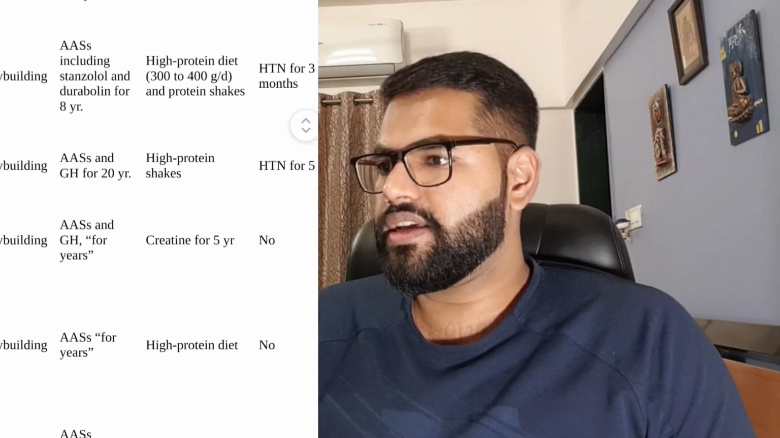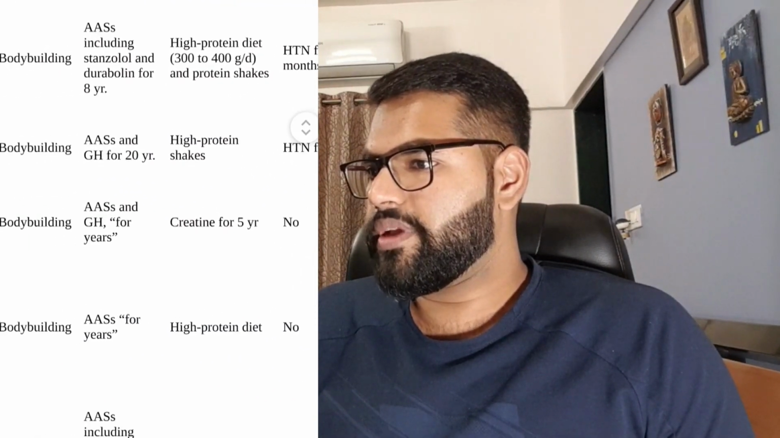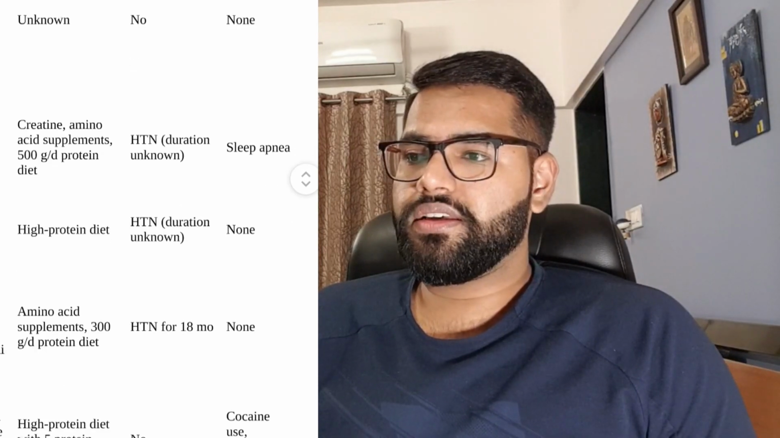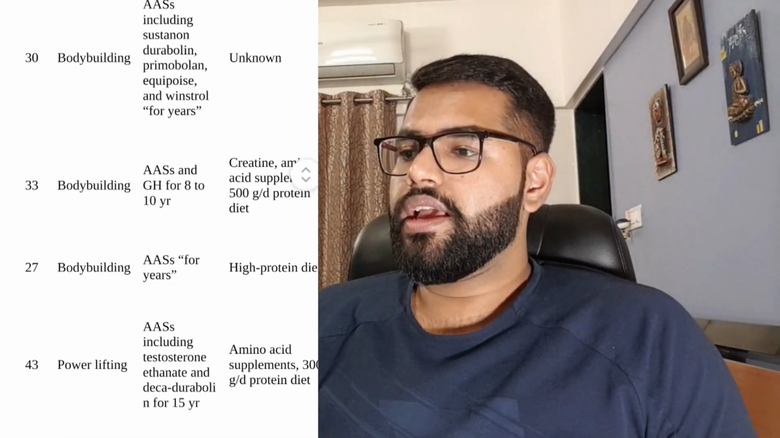Then if you see in all the subsequent cases, anabolic androgenic steroids and growth hormone for 20 years. For some, there was a mention of the dose as well, if you see. Sustanon, durabolin, primobolan, equipoise, winstrol for years, not specified exactly. We are seeing that there is a chronic history of usage, and most likely they had been abusing these because the dosage has not been mentioned, so we cannot exactly say about how much they might be taking.